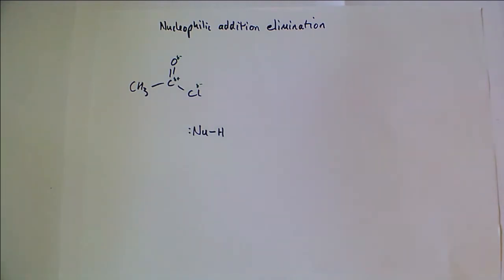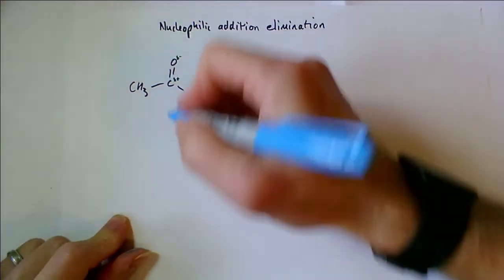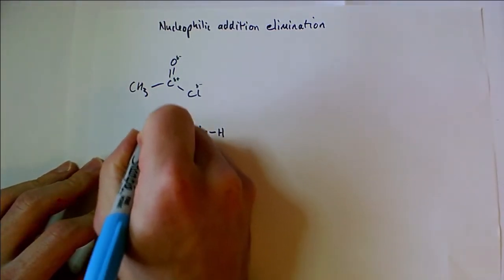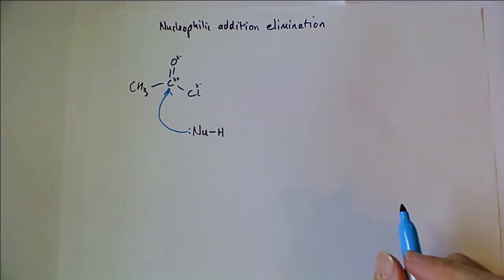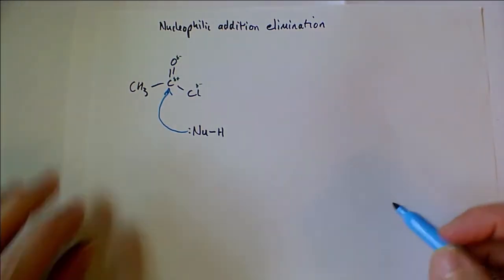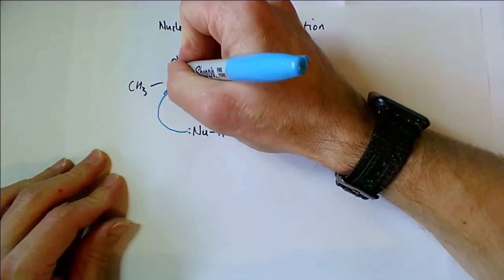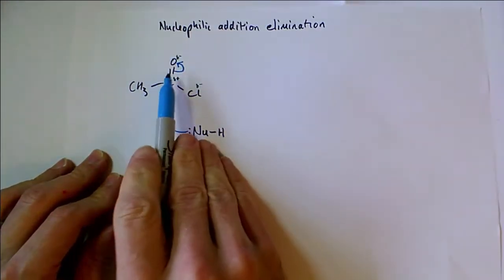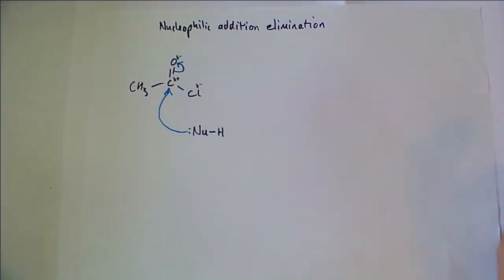So let's look at what's going to happen. We've got our partial charge up here, so we know this carbon is delta positive. Our electrons are going to come from our nucleophile down here, and they're going to form a bond with that carbon. If they form a bond with that carbon, this carbon has too many bonds, so it needs to lose some. The first way it's going to lose some electrons is that the electrons from that bond are going to go up to the oxygen.